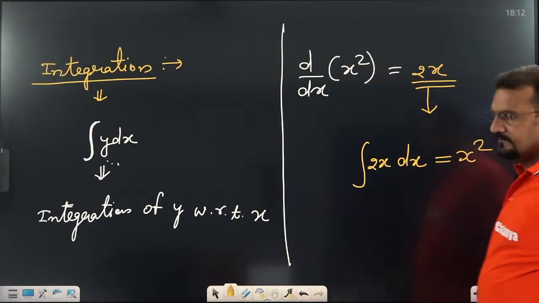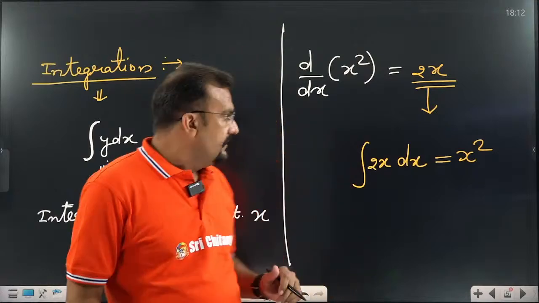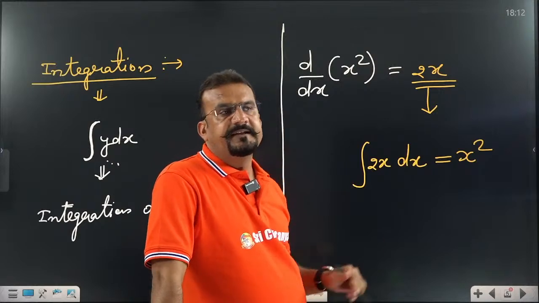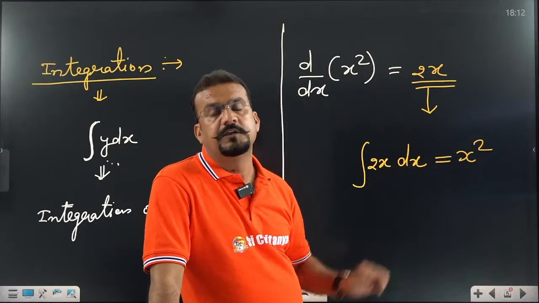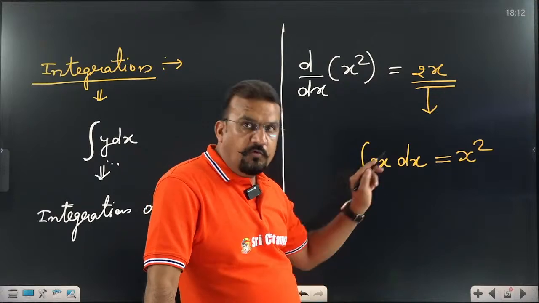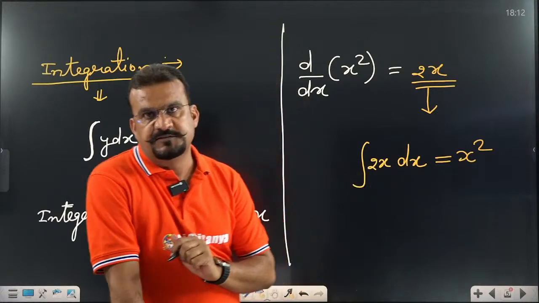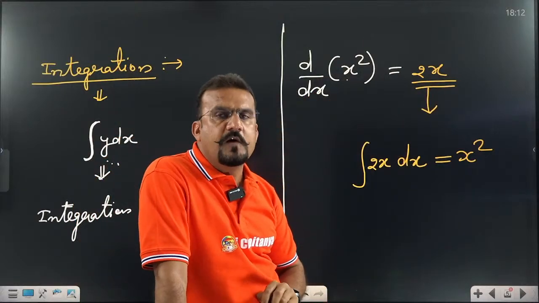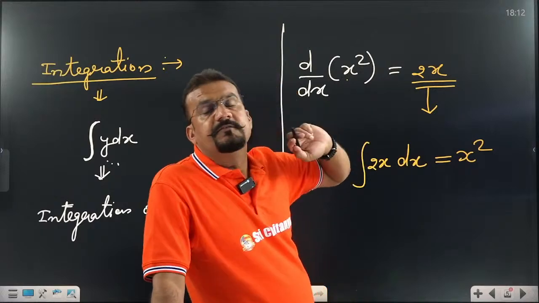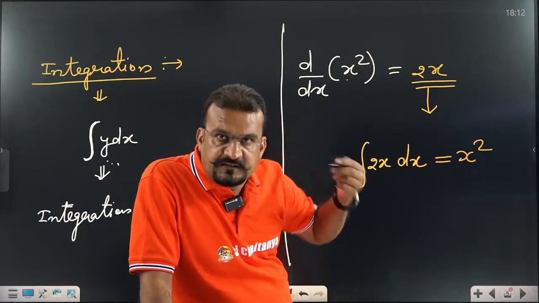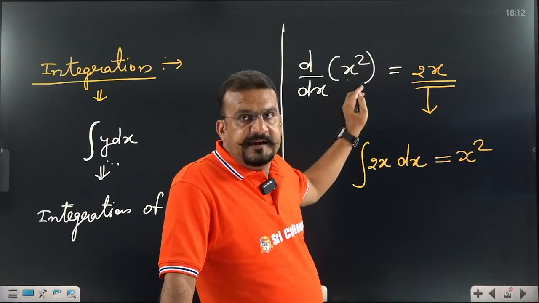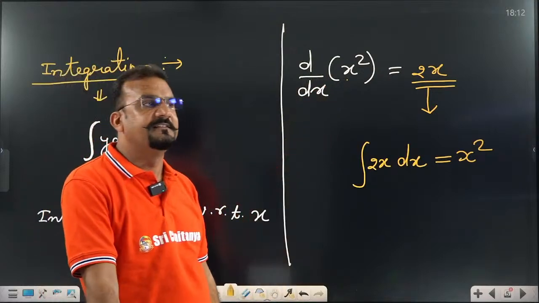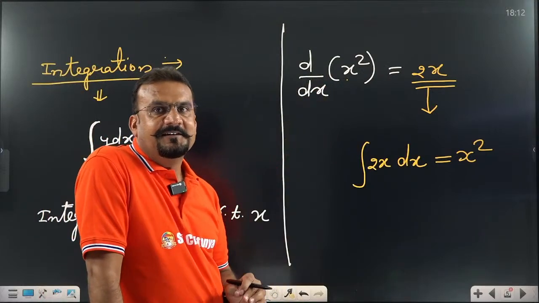What is the meaning of this? It means that if you are doing integration of any quantity, then its integration will be the quantity whose differentiation it was. Means to say, differentiation of x square is 2x. If you are going to integrate 2x, you will search: 2x is the differentiation of x square. That means integration of 2x is going to be x square. This is as simple as that. I think you are getting this one.